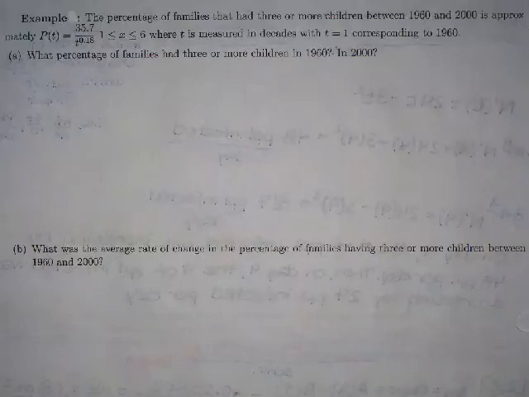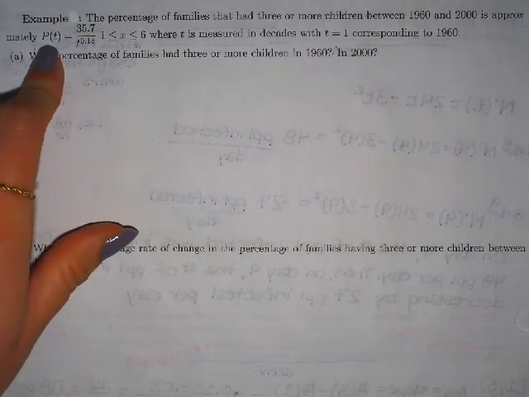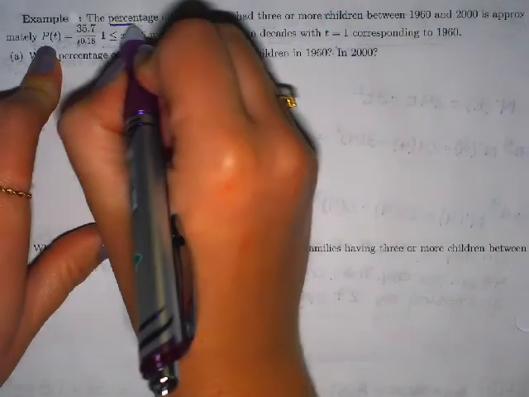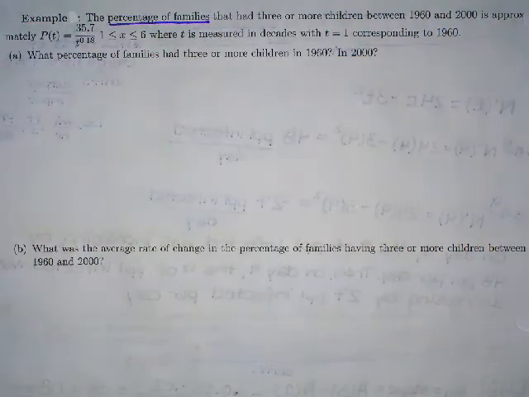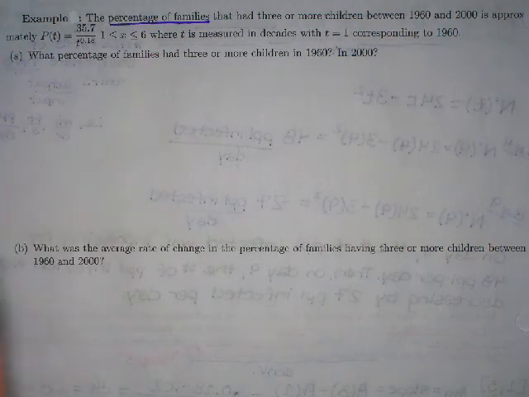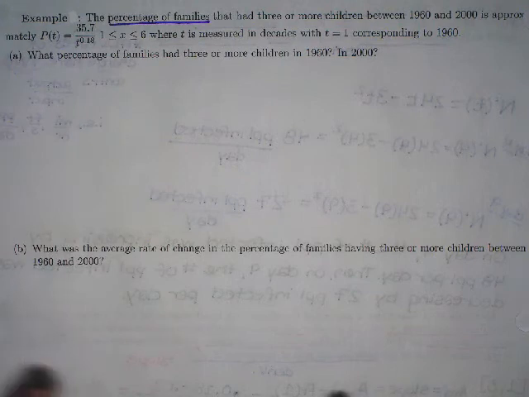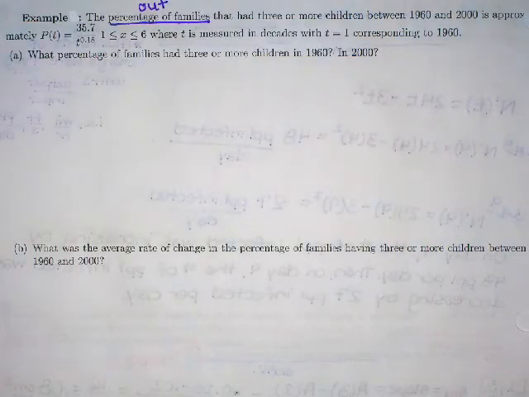Here we have the percent of families that had 3 or more children between 1960 and 2000 is approximately this P of T. So I'm already given one of my units. It's percent of families, and sometimes, I know if it's percent, everything feels like it should be a percent after for some reason. I know there's percent ones in the homework to kind of confuse you, but just because it's percent in this example and on a couple of the homework problems doesn't mean it's always percent. But for this one, our output is percent. Just be careful that everything doesn't become a percent from here on out.